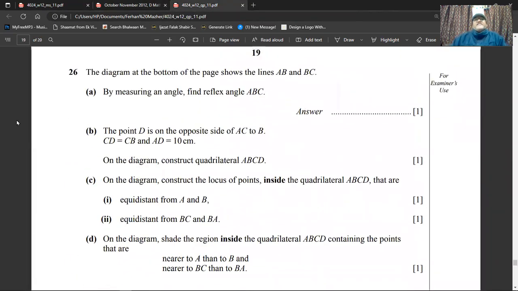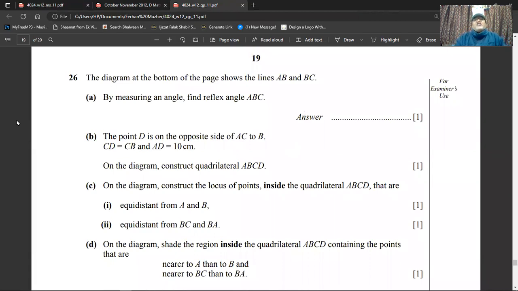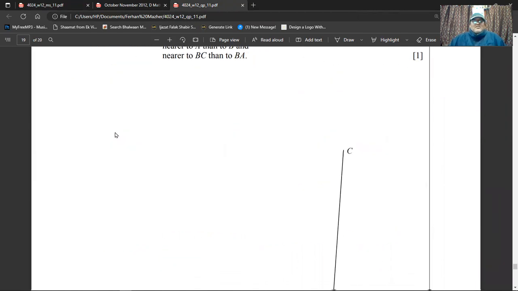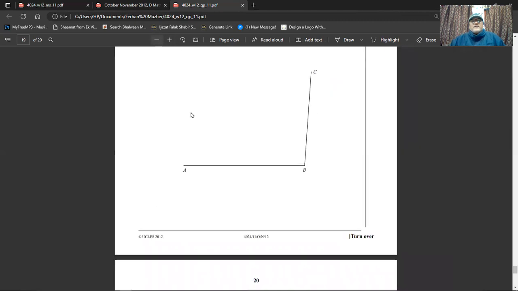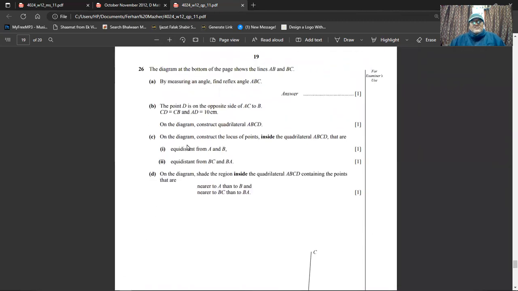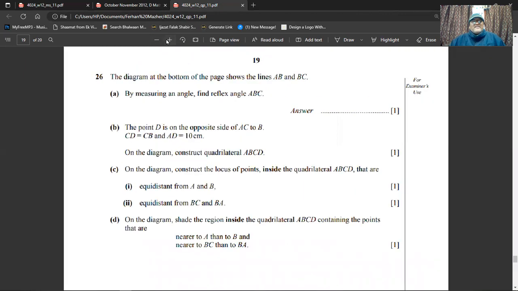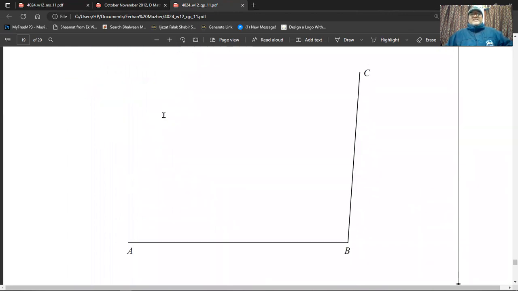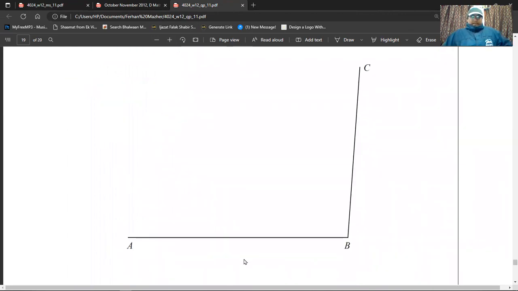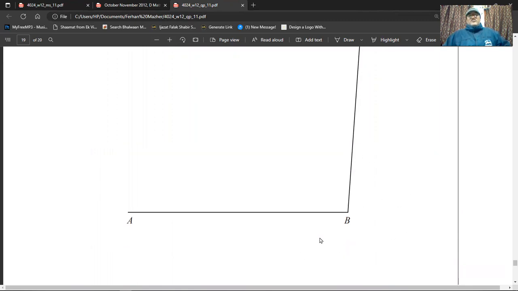Okay, question number 26. He says the diagram at the bottom of the page shows the line AB and BC. Here we have a line AB and BC line. So their question is, by measuring an angle, find the reflex angle ABC. So they want me to measure that angle ABC. So basically what they are asking us, this is A, B, and C. They want me to find out the reflex angle, which is this one.